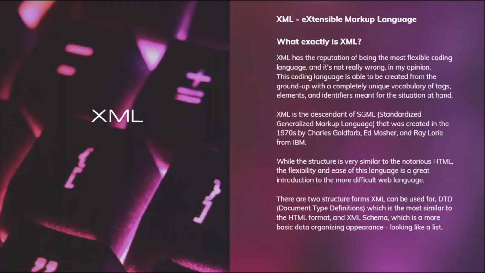There are two structure forms XML can take: DTD, document type definitions, which is most similar to the HTML format, and the XML schema, which is more of a basic data organizing appearance, looking almost like a list.